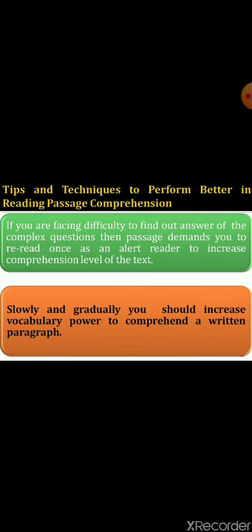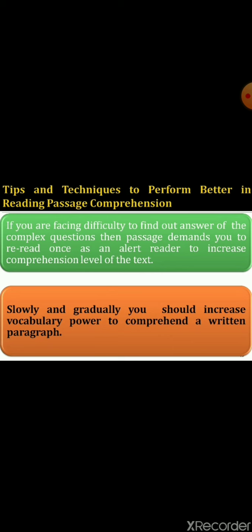If you are facing difficulty finding the answer to a complex question, then the passage demands you to reread once as an alert reader to increase the comprehension level of the text. When you are not getting the answer in the given options A, B, C, D and you are looking for something else, no, you can't go beyond the box. You can't go out of the box, but you have to read beyond the text.